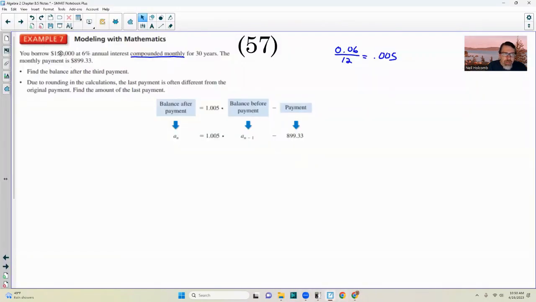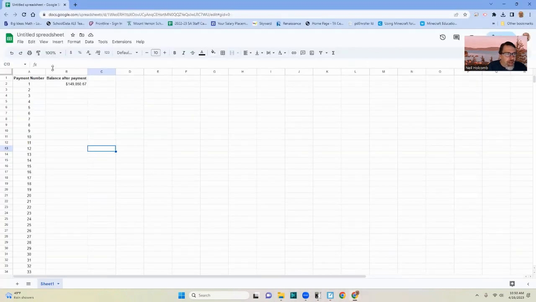$150,000. So think about this. You borrow $150,000. You pay $899.33, almost $900, and the balance only came down $149. So you paid almost, I'm going to do that after.